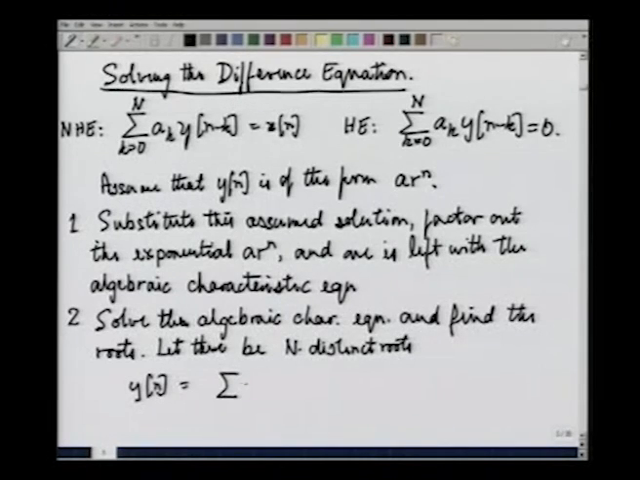summation, let us call the arbitrary constants, say C k, r k to the power n. This is an exponential, C k is the arbitrary multiplying constant, and since you have n roots, you have capital N possible values of k. So, k goes from 1 to N. This is the form of the solution that you have.